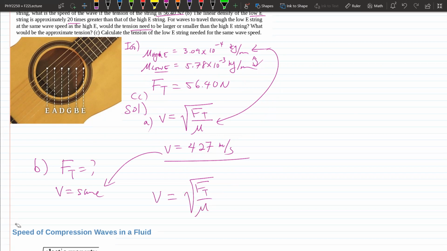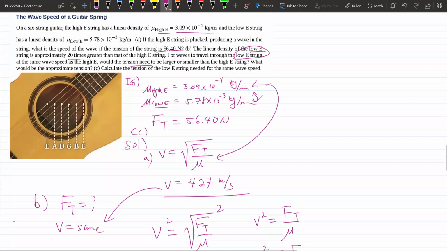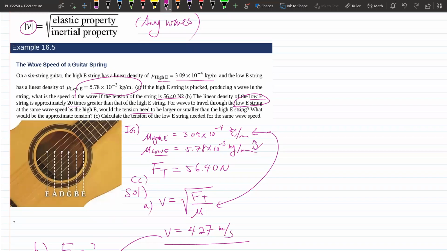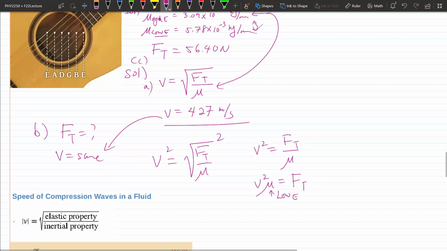You have to square both sides to get rid of the square root. So v squared is equal to the tension divided by mu, and then v squared times mu is the tension. This mu is for the low E string. So if I square my speed and multiply by the mass density of the low E string, which is 5.78 times 10 to the negative 3, I get the tension. Did I do that right?